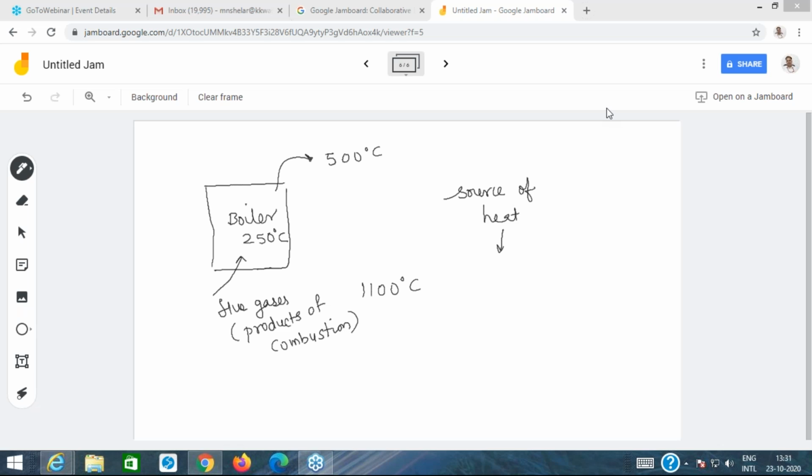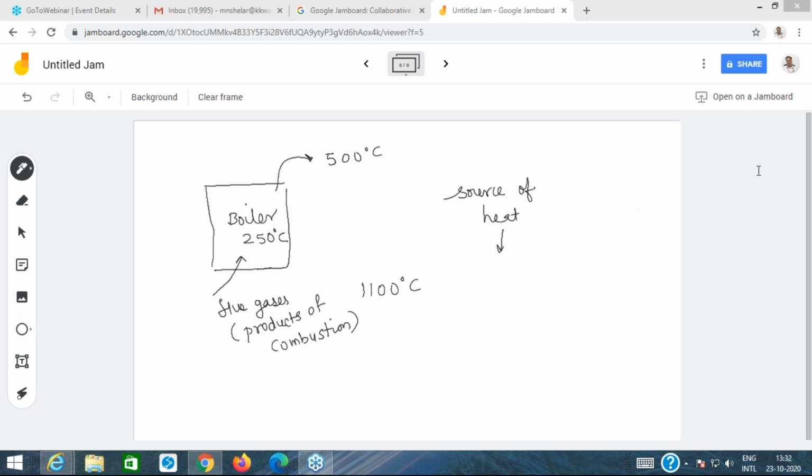See, what I am saying is that the combustion gases are let into the boiler at some 1100 degrees centigrade, and they are emerging out at 527 degrees centigrade. So you see that the source is a finite source. Why is it a finite source? Because the temperature of the source is decreasing. Are you getting on? Temperature of the source would decrease.